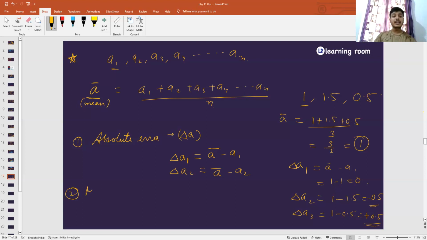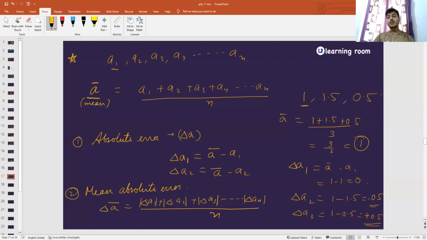Then we'll calculate the mean absolute error. What is mean absolute error? We calculate the absolute error in all the measurements and take the mean of it. So delta A bar will be delta A1 plus delta A2 plus delta A3, mod of this, because we don't want the negative sign, we just take the positive sign, divided by n. So we got delta A1 0, delta A2 minus 0.5, delta A3 plus 0.5.